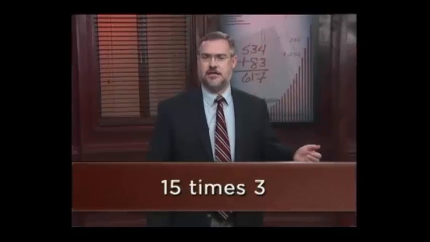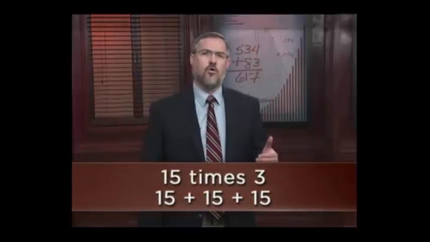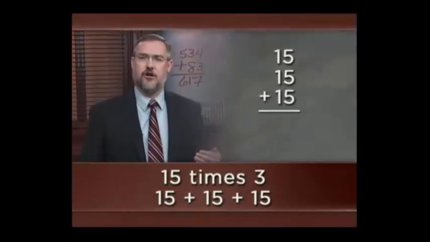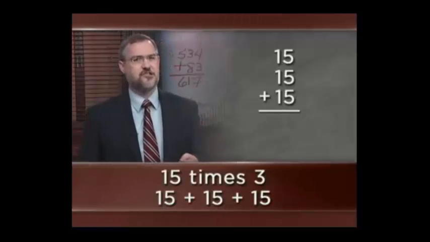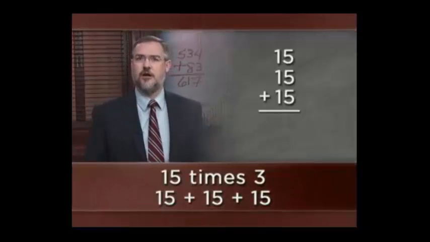Let's say I want to know what 15 times 3 is. Well, one way to compute this is by doing the multiplication. But at its core, 15 times 3 is the same as 15 plus 15 plus 15, or adding 15 to itself 3 times. This is where the idea of multiplication being something times another comes from.